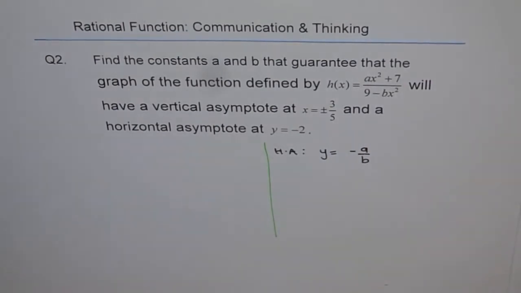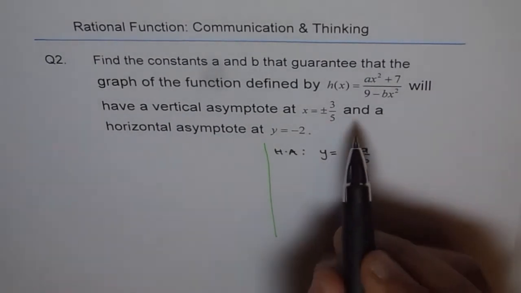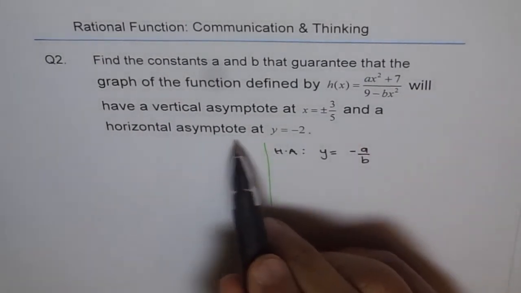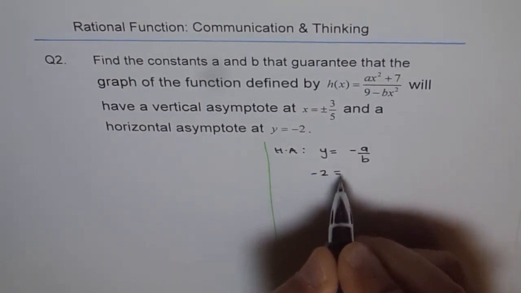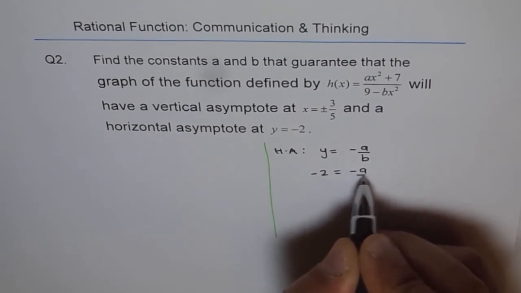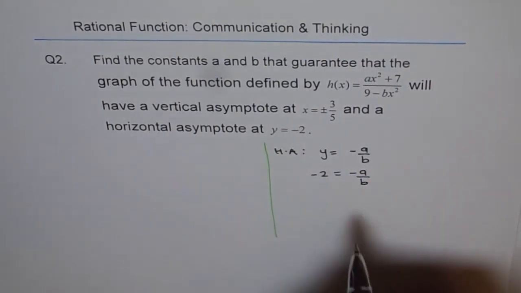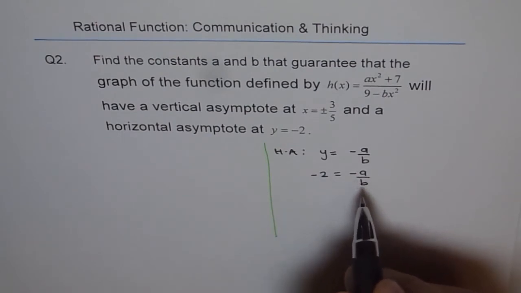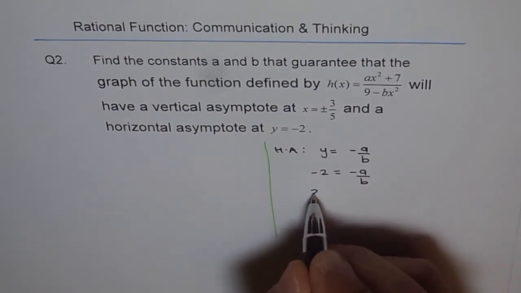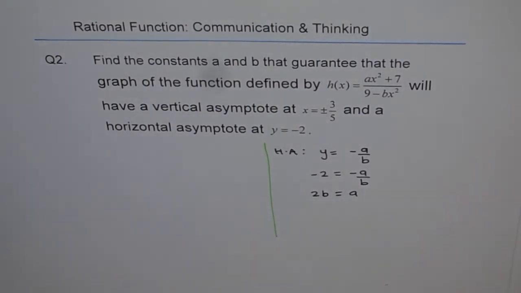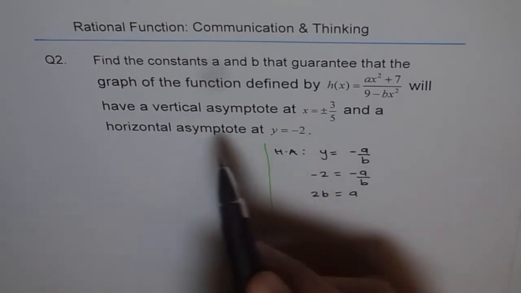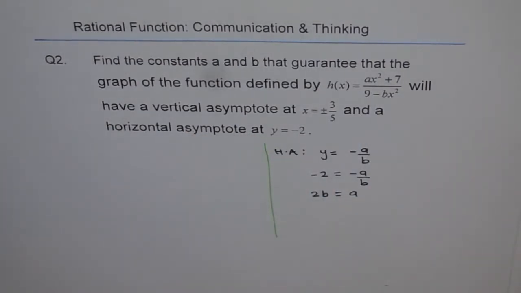So that's the equation of the horizontal asymptote. The question says that we want the horizontal asymptote at y equals minus 2. So we can plug in minus 2 here, and then we get an equation, minus 2 equals minus a over b, correct? So that is the relation between a and b. So we can say a is twice b. So we say 2b equals a. So this is one condition which we got from the condition that the horizontal asymptote should be at y equals minus 2.